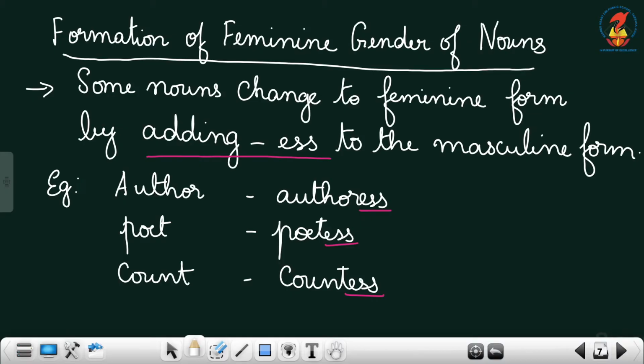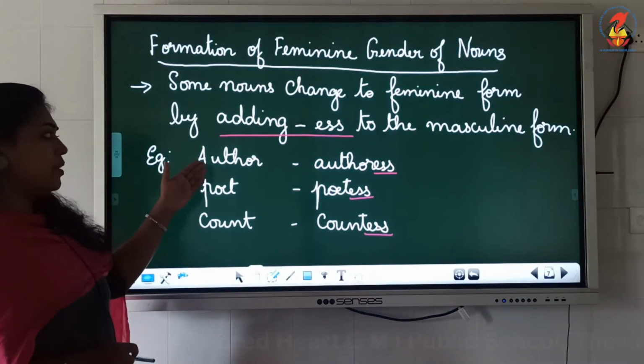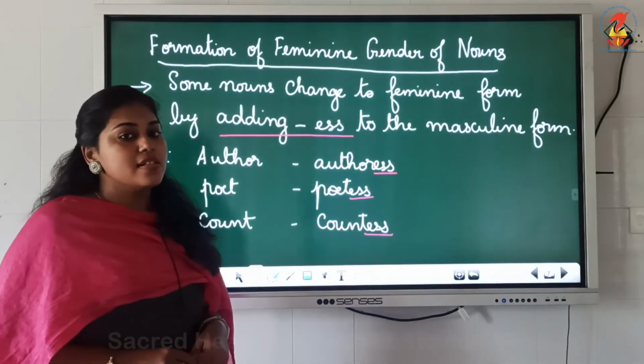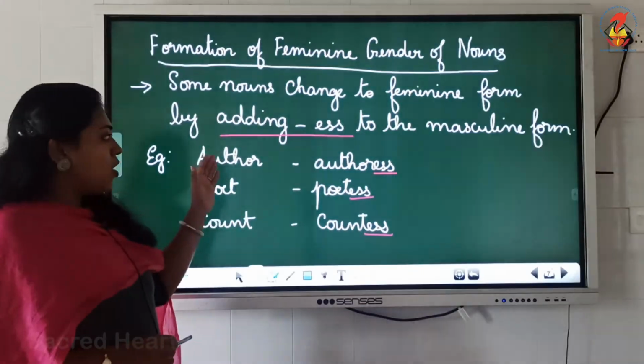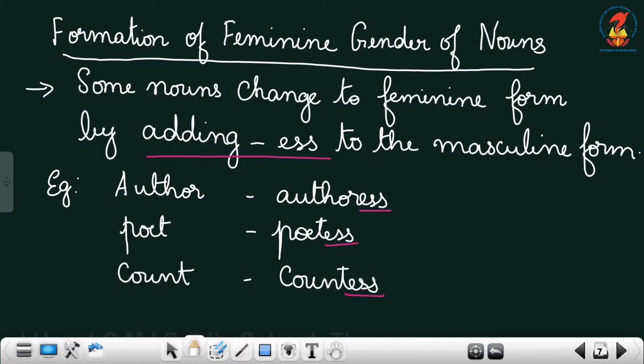Now the first thing is, for some nouns, when we add ESS to the masculine form, we can change it into feminine form. For example, author. Author is a noun, right? So author means a male person, right? It is a male category. So when we change it into feminine form, we can change it by adding ESS to the word.